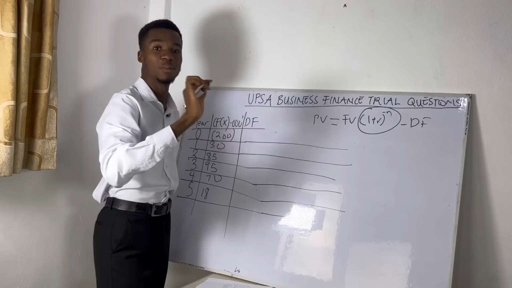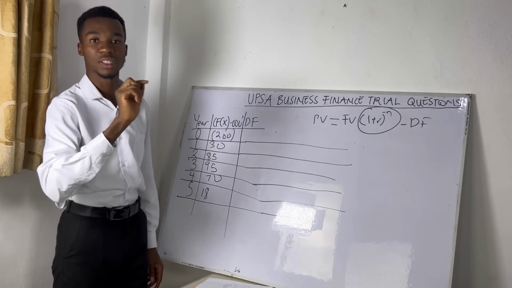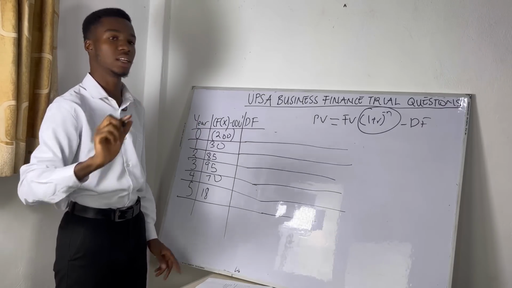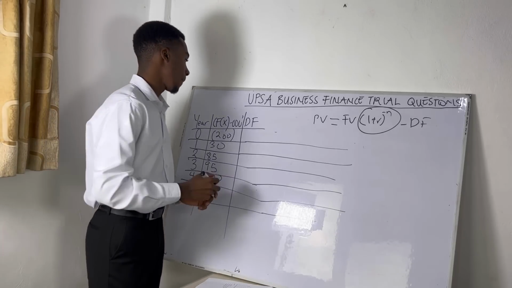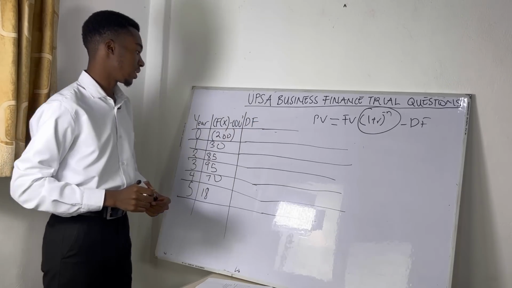Negative n is the number of years. So if it's 2, exponent negative 2. If you're in the third year, exponent negative 3. Fourth year, exponent negative 4. That's what it means. Now, for year 0, I want you guys to understand something.